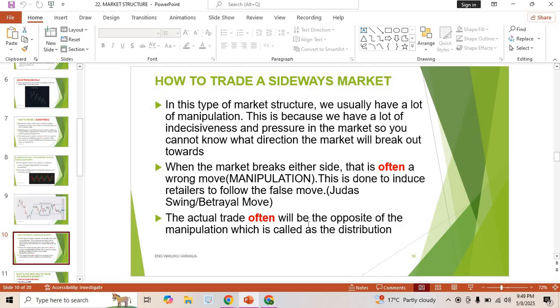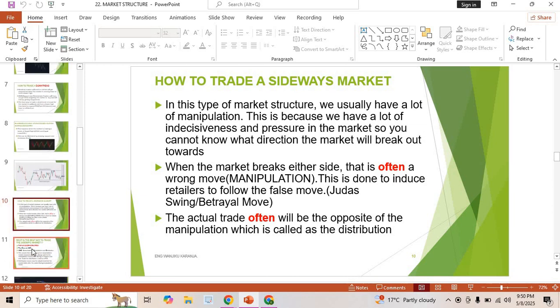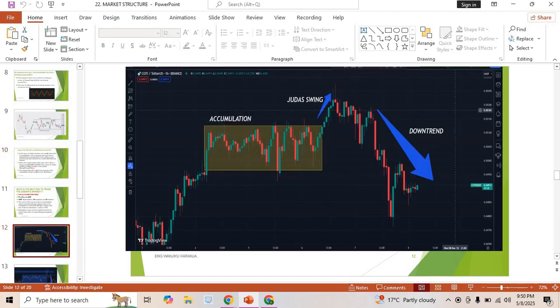So the actual trade will often be the opposite of the manipulation, and that actual trade is what we call the distribution. So let's have an example right here. We have an accumulating market. Let's describe that, an accumulating. And you are being told that mostly or often, if it breaks on either side, you should consider that move as what? A Judas swing or a betrayal move or a manipulation. Actually, you can call that a manipulation move.